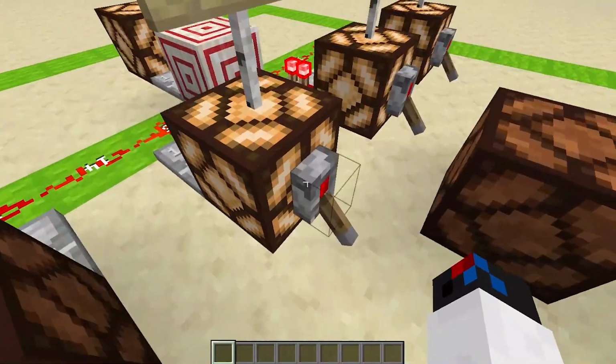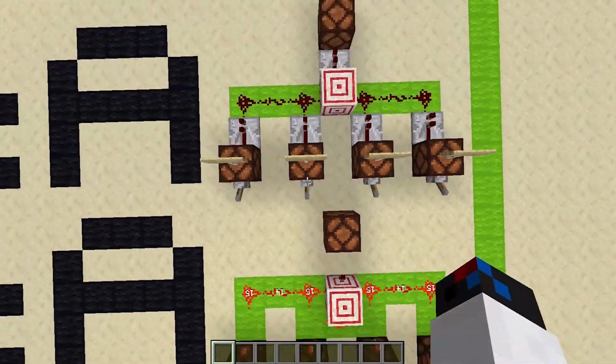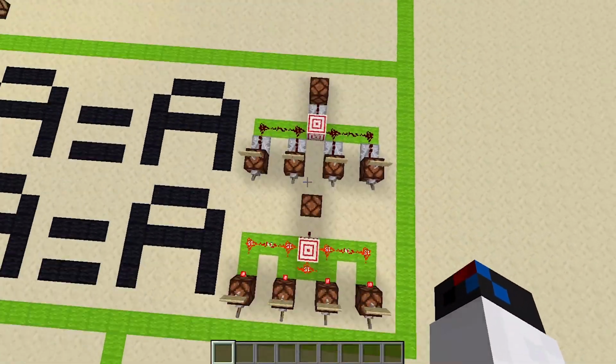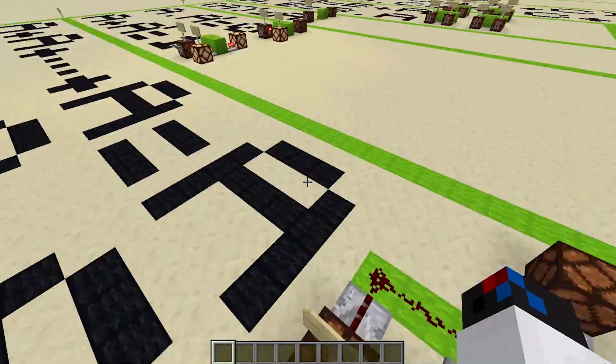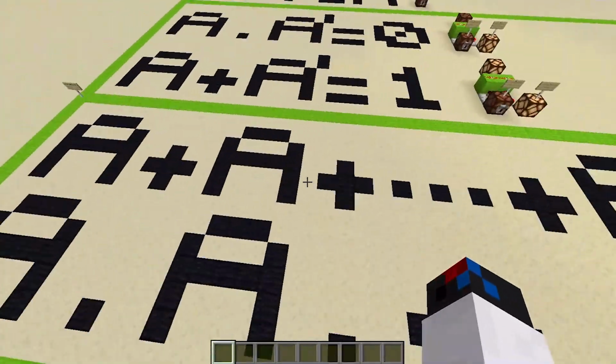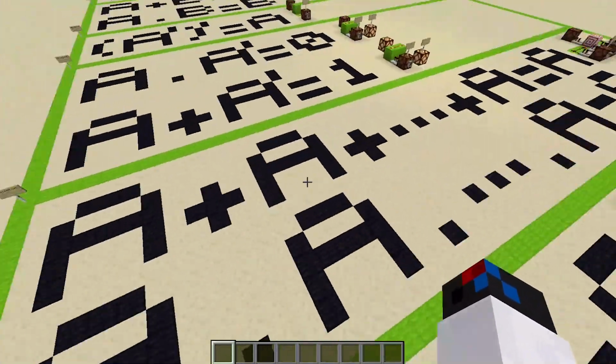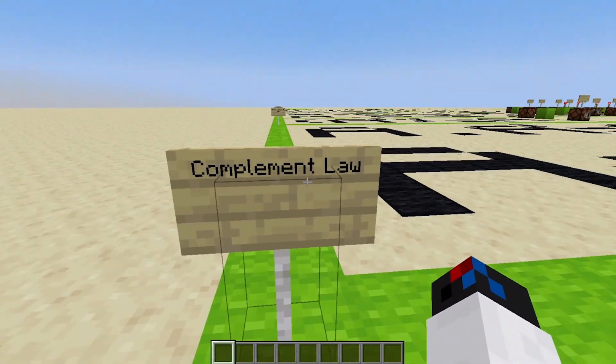So yeah, a very good example, I think. Here are the two circuits for you to see, and you can just follow the redstone line to understand why these two laws right here are like that. Next law, the complement law.